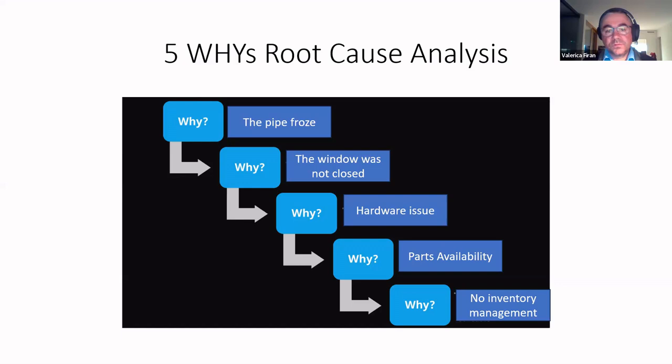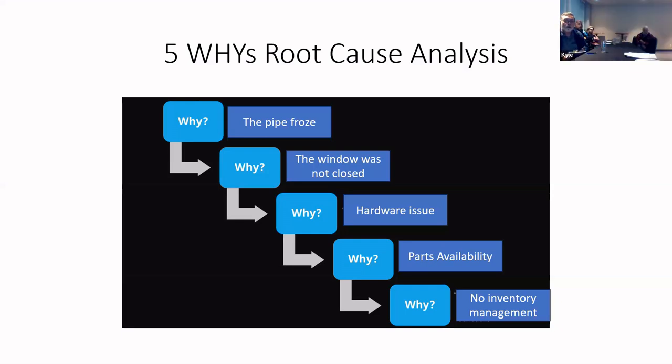Because a pipe froze. And why did the pipe freeze? Because the window was not properly closed. Why did the window not close properly? We had a hardware issue. Why was there a hardware issue? Because we didn't have a part in our inventory. And why didn't we have that? We were not organized enough. So no inventory management. We could say this is what led to our flooding.